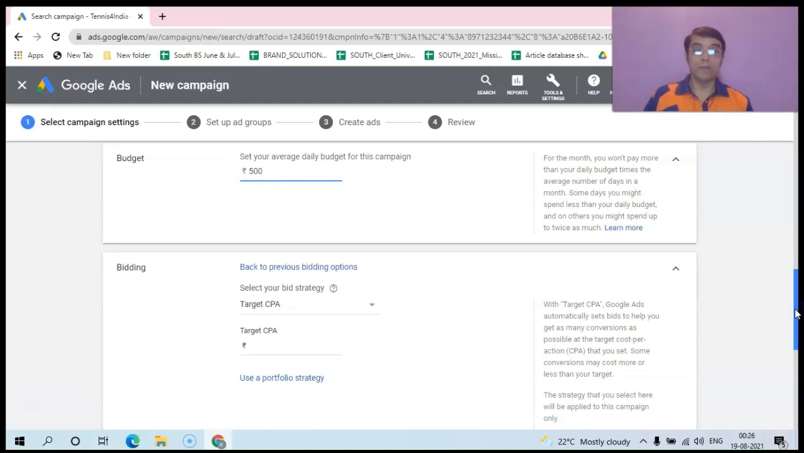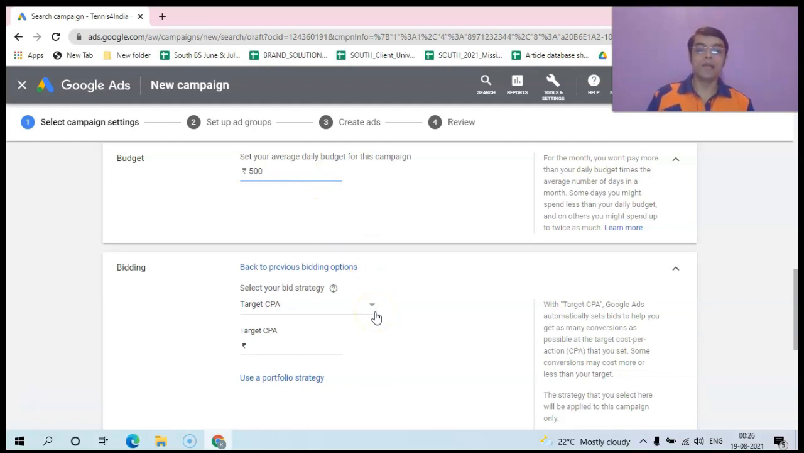One more important thing that you need to understand is that target CPA by default will be less than 500 rupees, because here you're talking about 500 rupees as your daily budget. So obviously your target CPA has to be less than your daily budget of 500 rupees. That's logic. But anyway, target CPA is not going to be that high.